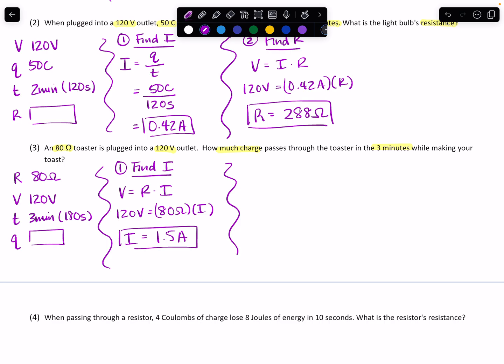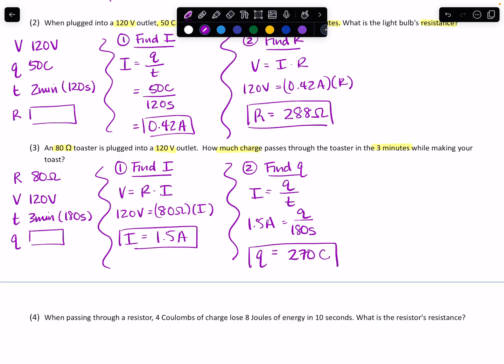Now I can take that current value along with the time and I can calculate Q. So the second part will be to find Q. Current is equal to Q divided by time. So 1.5 amps is equal to Q divided by 180 seconds. So the charge here is going to be 270 coulombs.